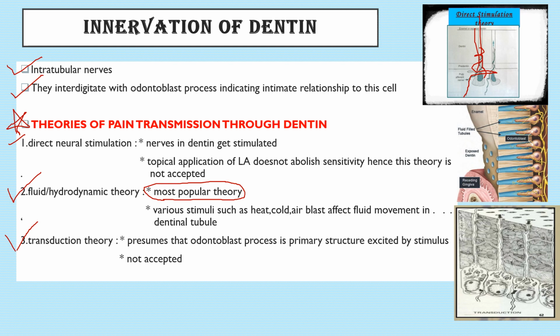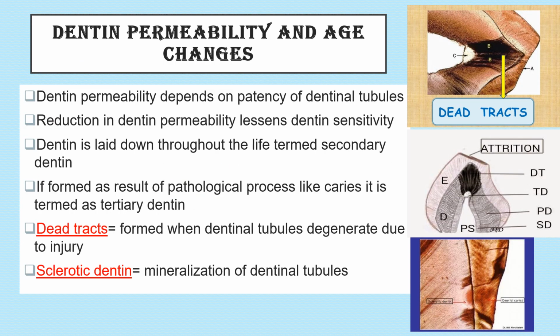Next, dentin permeability and age changes, like how age affects the dentin. Dentin permeability depends on the patency of the dentinal tubules, obviously, and a reduction in dentin permeability lessens dentin sensitivity. Means if the dentinal tubules get obstructed or mineralized, or their permeability changes, the sensitivity also changes. Dentin laid down throughout life is termed secondary dentin.